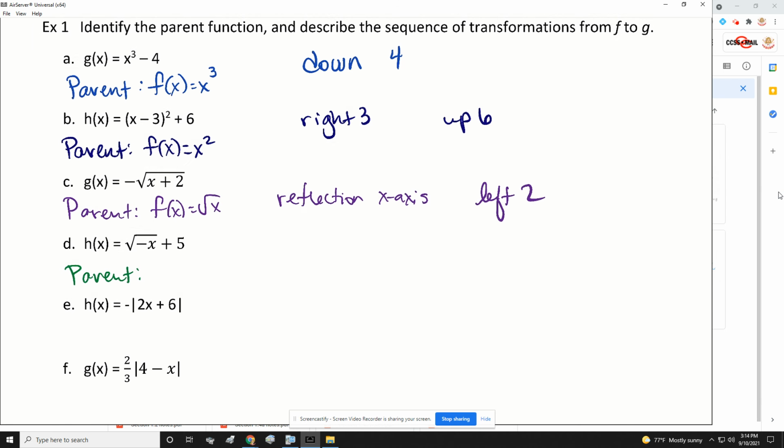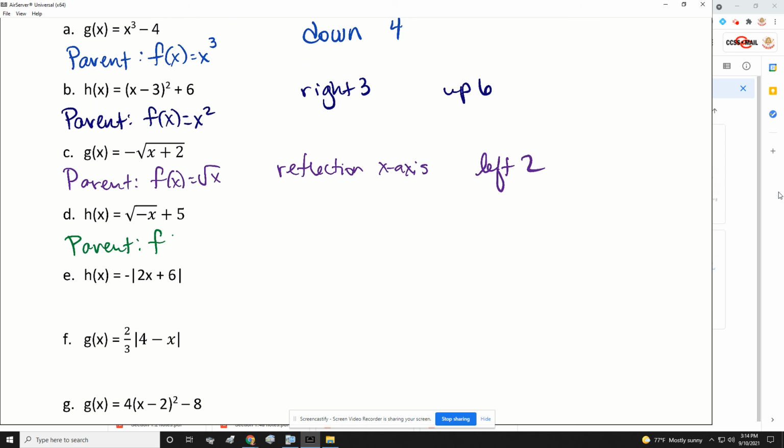This next one, the parent function is, again, the square root function. This one has 2: reflection on the inside, the y-axis, and then up 5.